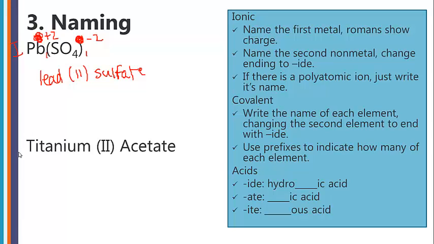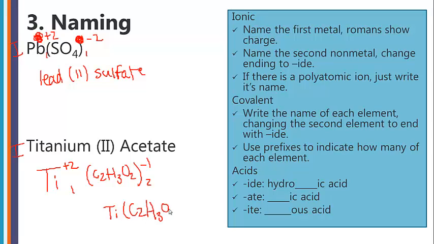The next one is also an ionic compound. I have a transition metal, I know that because I have Roman numerals here, and a polyatomic ion. So titanium is Ti, and in this compound it has a +2 charge. Acetate is C2H3O2, and it has a -1 charge. Whenever I crisscross, my final formula is going to be Ti(C2H3O2)2, and there's 2 of them.